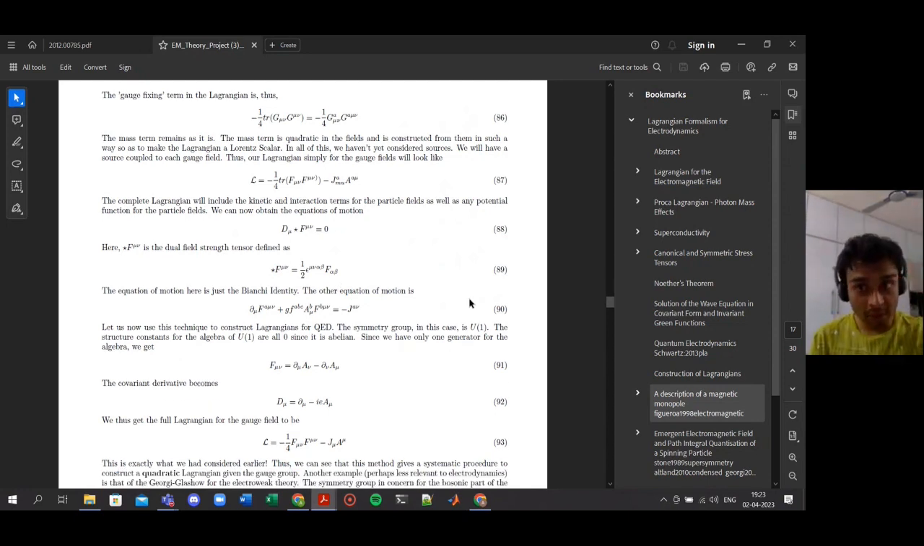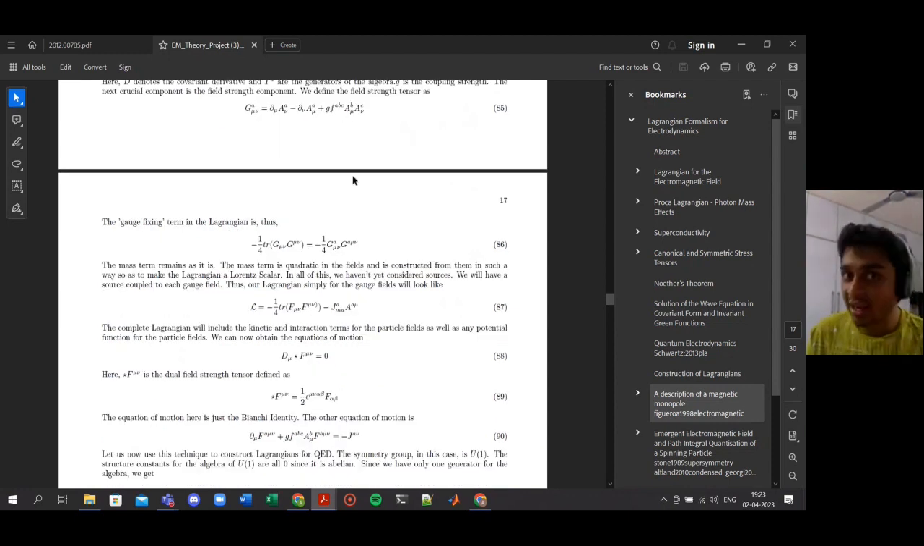Now, one more important thing to note is that the field strength tensor itself is still antisymmetric. The first two terms are clearly antisymmetric, and the last term, the g f^{abc} A^b_mu A^c_nu, is antisymmetric as well because the structure constants themselves are antisymmetric.